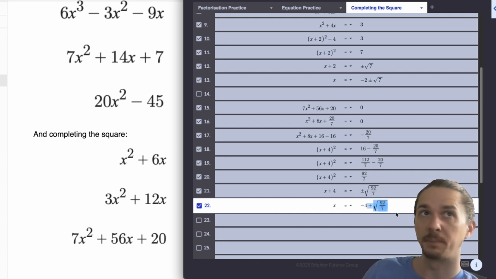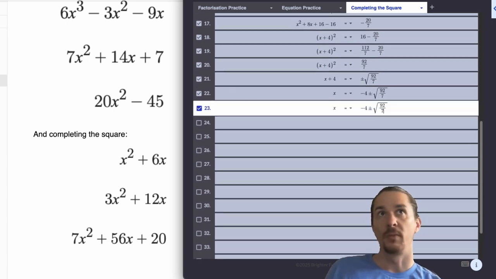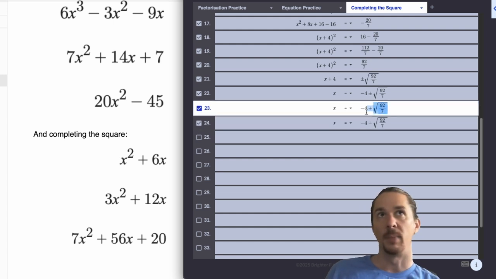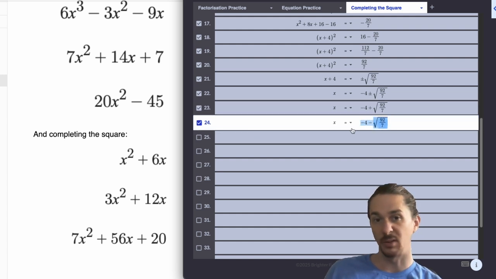To make sure that that's 100% clear, what we've got here are two answers. Okay, we've got the version of this where it's a plus, and we've got the version of this where it's a minus. These are two different answers. This one is a bit bigger than -4, and this one is a bit lesser than -4.